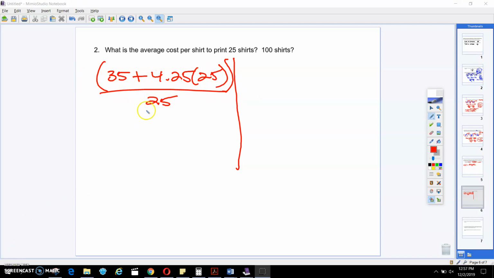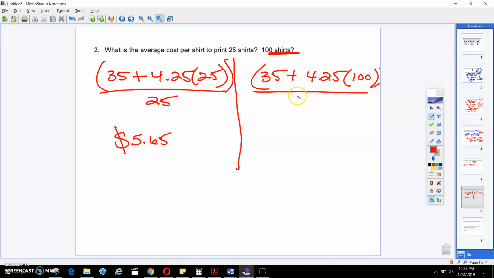Okay, so when you plug this into your calculator, you should get $5.65. If you did not get that, then you have a plugging in error. That's user error. Please make sure that you use your parentheses. It asks for 100 shirts. So if I plug this into my calculator, I should get $4.60. If you did not get $4.60, then something went wrong.